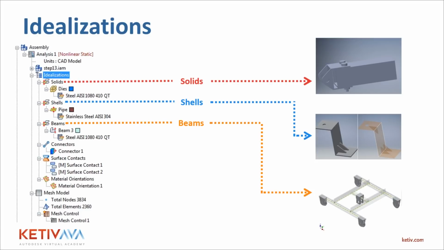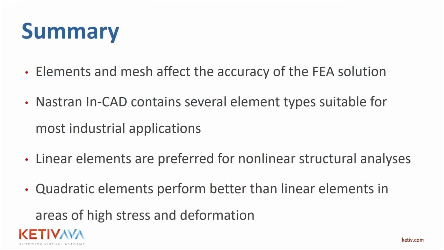So we'll jump straight back in here. Just to summarize real quick, elements and mesh affect the accuracy of your FEA solution. They're one of the things that you actually have a lot of control over, so you need to make sure you're choosing the right elements and meshing correctly to get to an accurate final solution. Nastran In-CAD contains several element types that are suitable and useful for most industrial applications. There are some which Nastran can go above and beyond in trying to predict. So it's definitely very powerful and very robust.